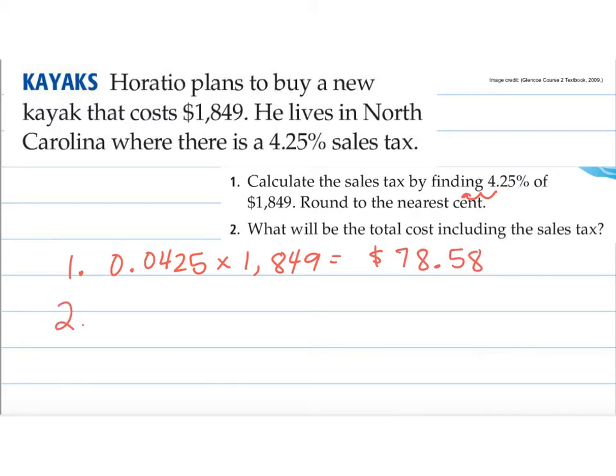Step 2 is asking the total cost. So now we're going to add that onto the cost of the kayak. 1,849 plus the 78.58, and see what that equals. So the kayak is going to cost $1,927.58 after this tax is added.